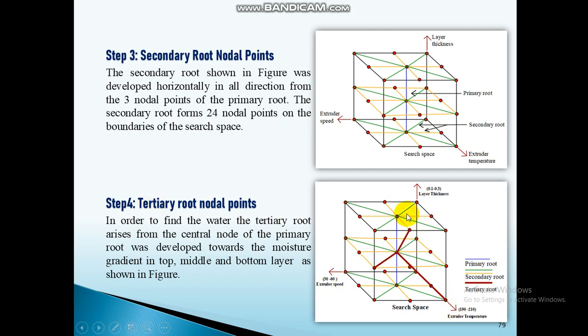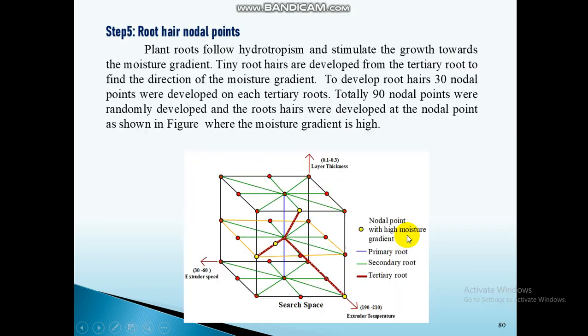So this is called tertiary root nodal points. Once the tertiary root is developed, root hairs also develop. You can see the small yellow colored dots are called root hairs. Root hairs develop randomly, nearly 30 nodal points per tertiary root, meaning totally 90 nodal points are developed.